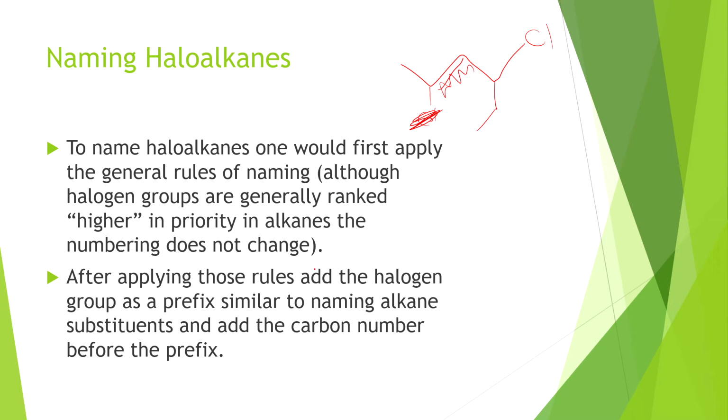After applying those rules, add the halogen group as a prefix, similar to naming alkane substituents, and add the carbon number before the prefix. So in this example, the halogen is on the fourth carbon, so you would do 4-chloro, and the prefix would be the name of the substituent, omitting part of it and adding o. So it would be fluoro, chloro, bromo, iodo.